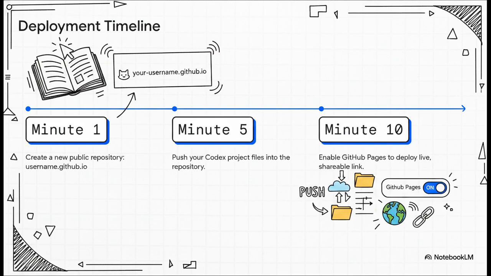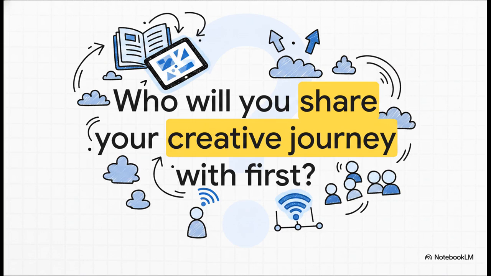Minute 5, you push all those files you've been working on in the Codex project folder right up into this repository. And by minute 10, you just go into the repository settings, enable GitHub Pages, and within moments, you'll have a live, completely free, highly shareable website link. And just like that, you've transitioned from a highly limited, totally static PDF into a boundless, awe-inspiring digital exhibition.